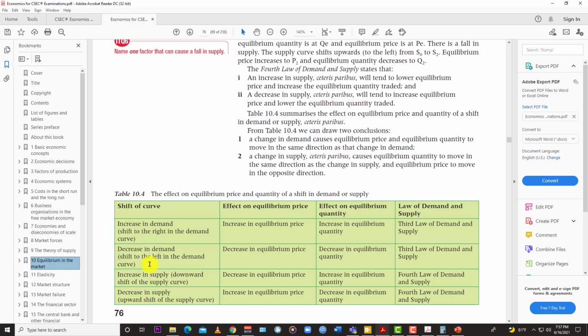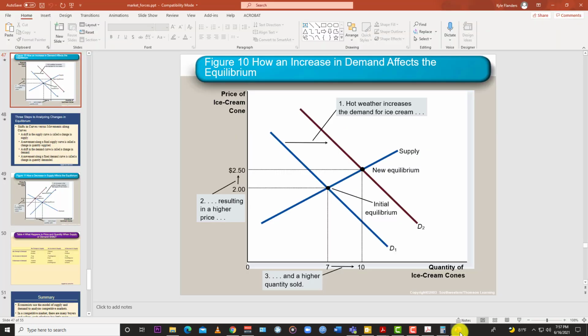Right? Back to our table. So a shift in the demand. An increase in demand would cause an increase in the equilibrium price, and also an increase in equilibrium quantity. So if you look at this one right here, how an increase in demand affects equilibrium, you have demand started at D1, then it increased, so it shifted to D2, and so you see the price move from $2 to $2.50 right there. See that? Right there.